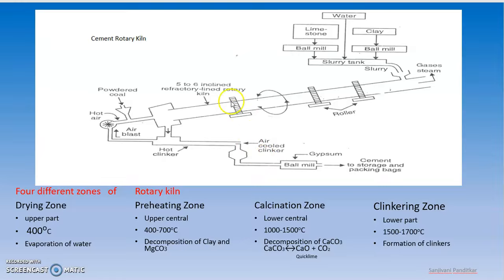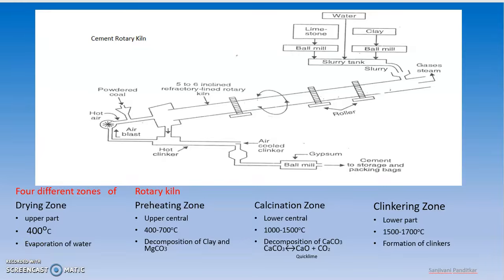Now the last zone is the lowermost part of the rotary kiln where fuel is directly injected. Here, because of direct injection of fuel, the temperature is very high, 1500 to 1700 degrees Celsius, and this zone is characterized by the formation of clinkers. Now see what clinkers are.